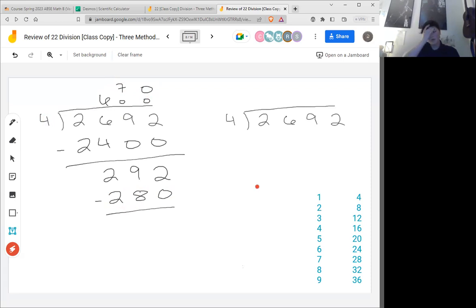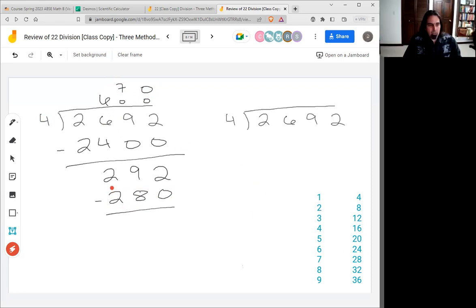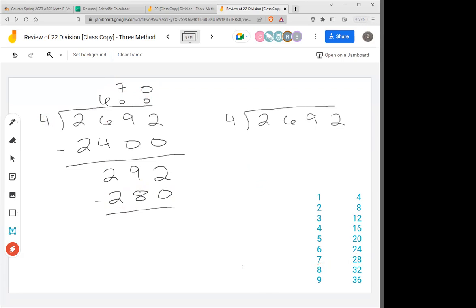Wait, so how did we get 7 again? How did we get 7? I looked at this 29 and we saw 28 fits almost to 29, and that was 7. Okay.